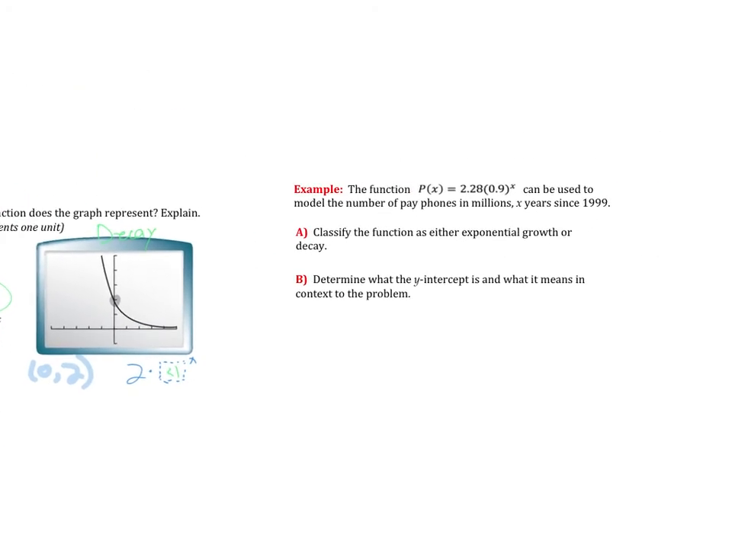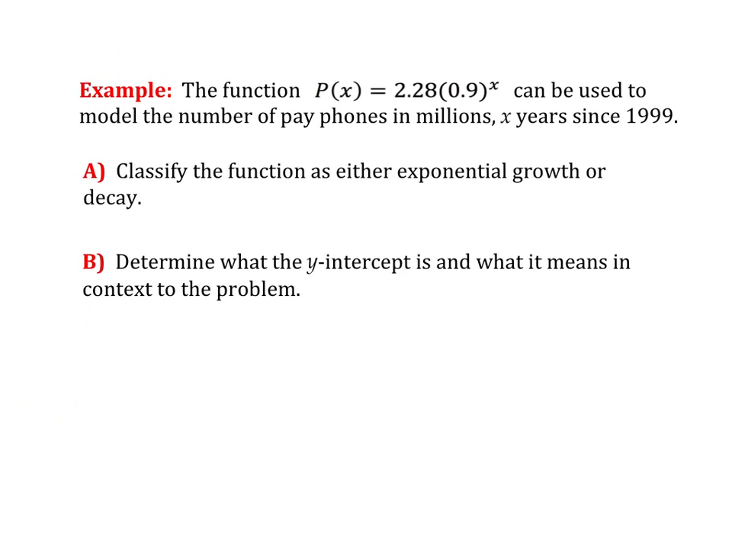Okay. Next, we have a function, p of x equals 2.28 times 0.9 to the x, and it can be used to model the number of payphones in millions x years since 1999. So a few things that I can get just by looking at this. 1, the y-intercept, (0, 2.28). The second thing, this is less than 1, so I know it's decay. In context of the problem, that probably makes sense, right? Payphones aren't really common anymore, so it makes sense that that number's going down.